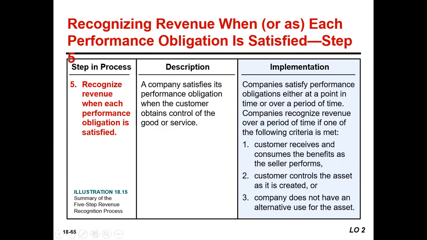And step 5, recognize revenue when each performance obligation is satisfied. Description: a company satisfies each performance obligation when the customer obtains control of the good or service. Implementation: companies satisfy performance obligations either at a point in time or over a period of time. Companies recognize revenue over a period of time if one of the following criteria is met.